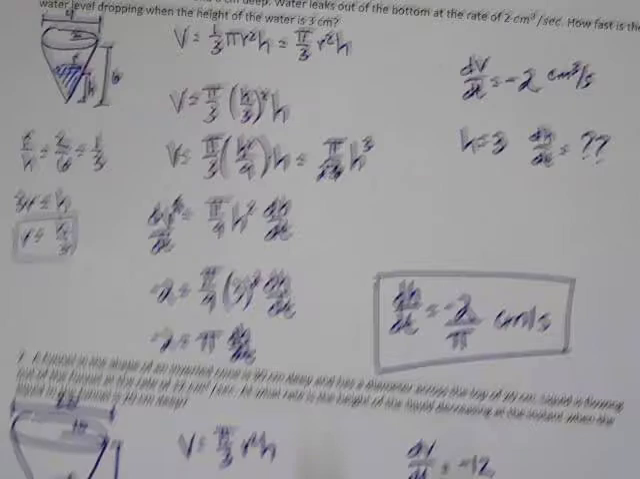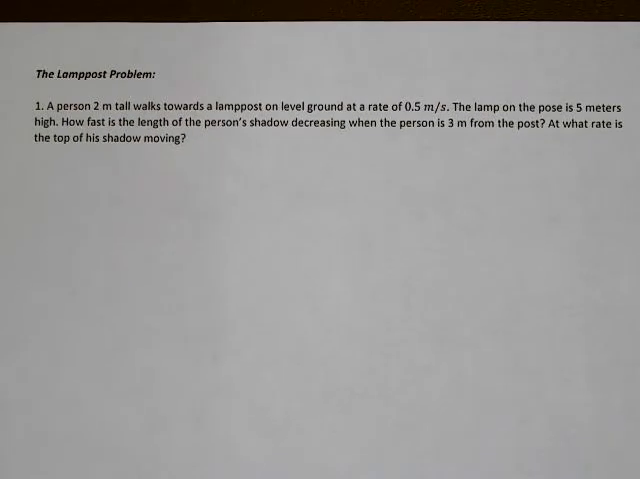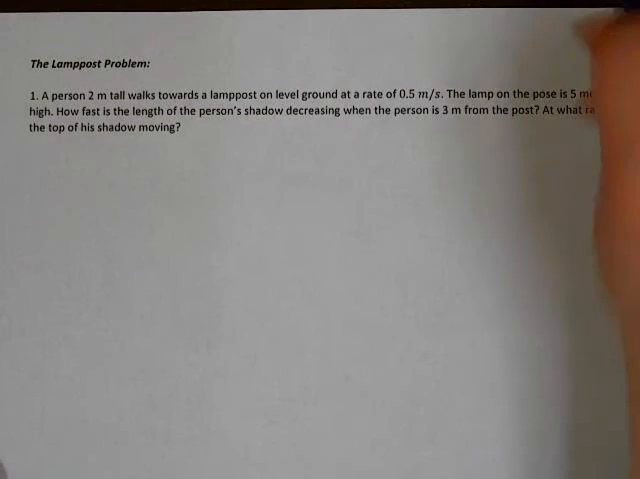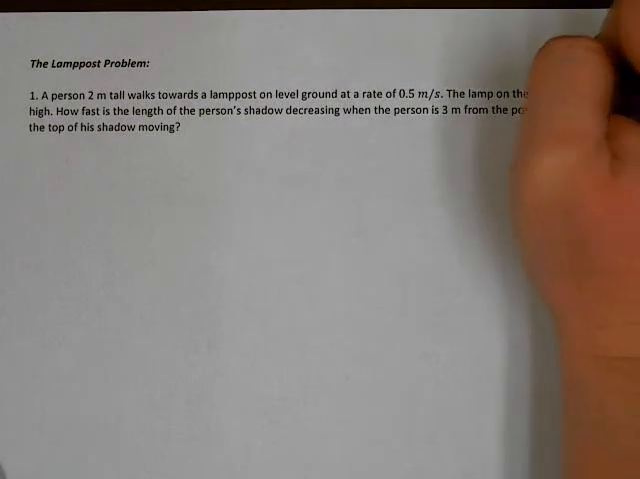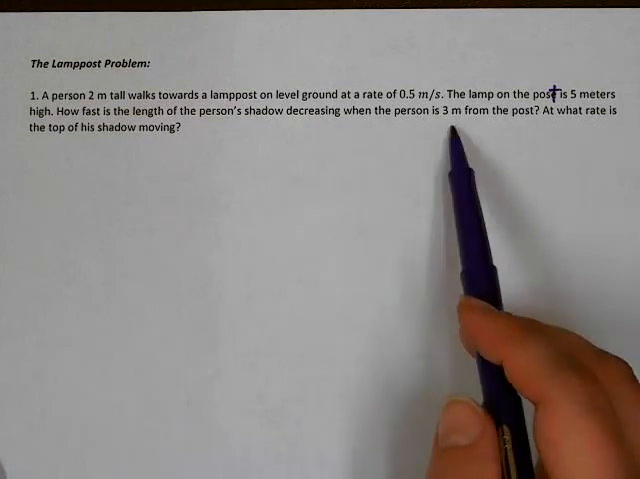Okay? All right, now we are moving on to the lamp post problem. So this again has its own little trick that we have to worry about, but once you know the trick, you should be good. So a person 2 meters tall walks towards the lamppost on level ground at a rate of 5 meters per second. The lamp on the post is 5 meters high. How fast is the length of the person's shadow decreasing when the person is 3 meters from the post?